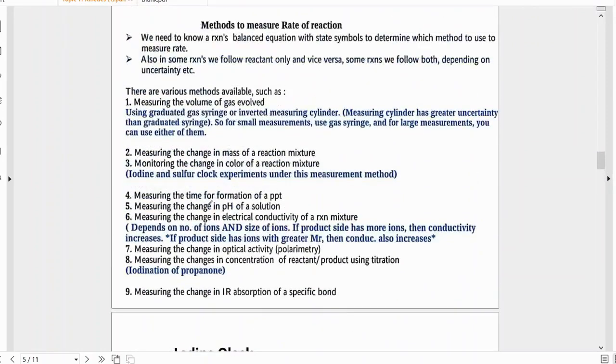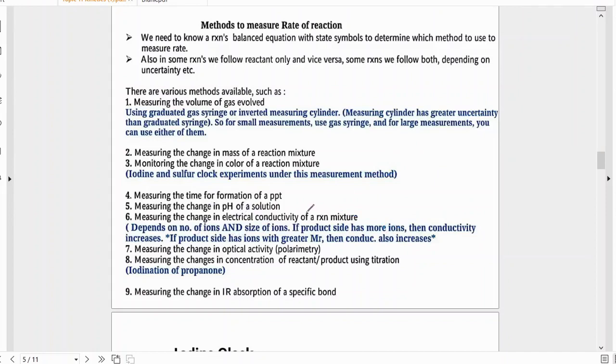Then time taken for formation of a precipitate that may mask a cross, for example. Change in pH, so a pH against time graph using a pH meter, and electrical conductivity.